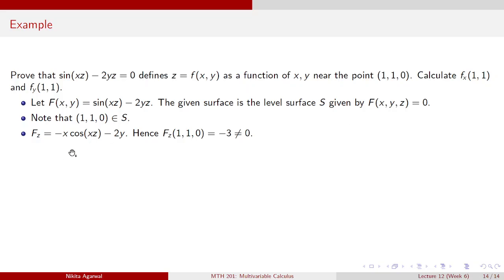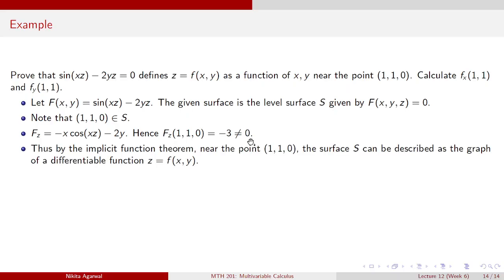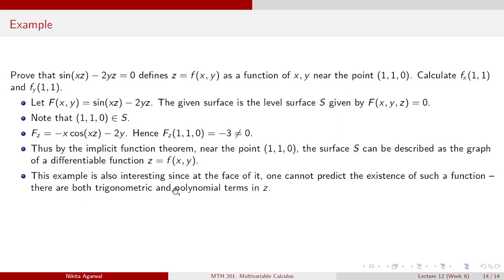What is F_z? Because you want to write z as a function of x and y, therefore you compute the partial of F with respect to z. You can just differentiate this, you get that. You evaluate F_z at the given point, you get -3, which is non-zero. Therefore, by the implicit function theorem, near the given point, the surface can be described as the graph of a differentiable function. Again, this example is interesting because it's not immediate that you can write z as a function of x and y, right? But the implicit function theorem guarantees that.